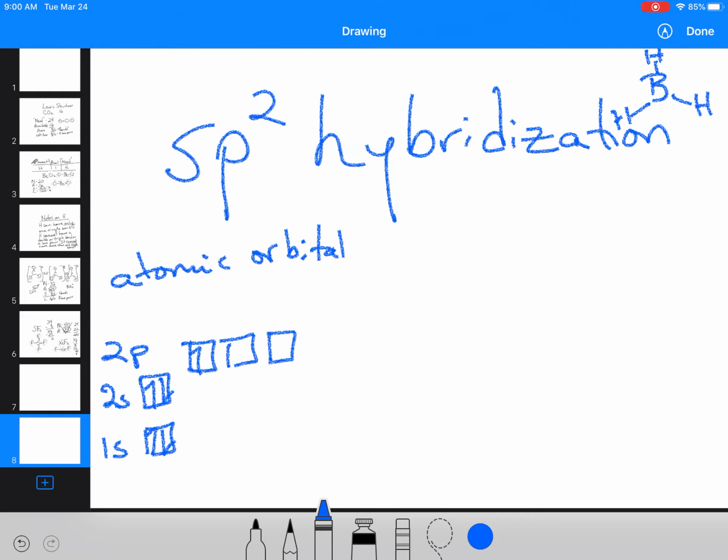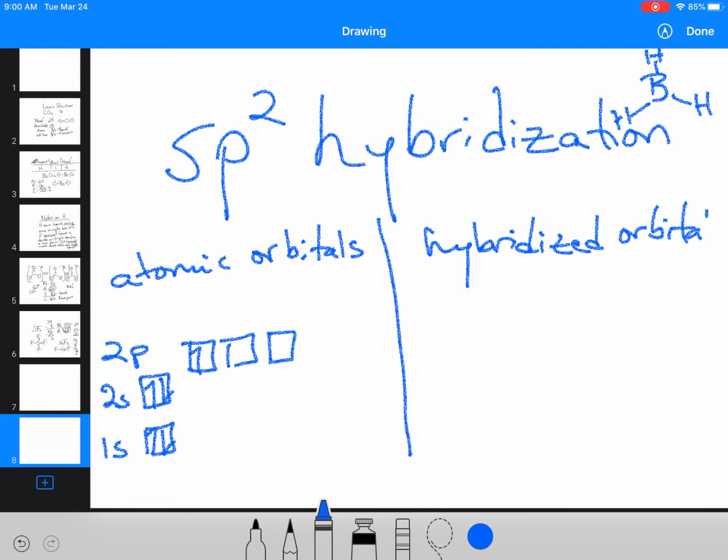Now let's look at the hybridized orbitals. And what will happen with this guy is we only need the s orbital over here to combine with 2 p orbitals in order to have a spot for all 3 of those. And so we are going to end up with 3 sp2 orbitals. And there are the boron electrons in each of the sp2.